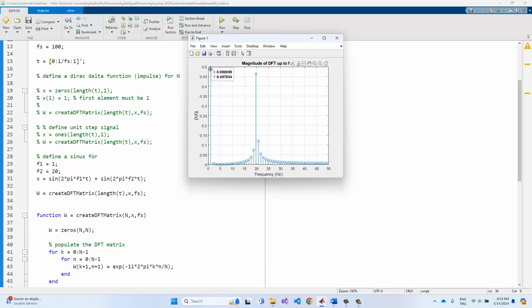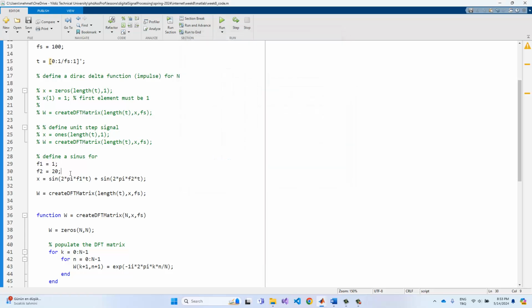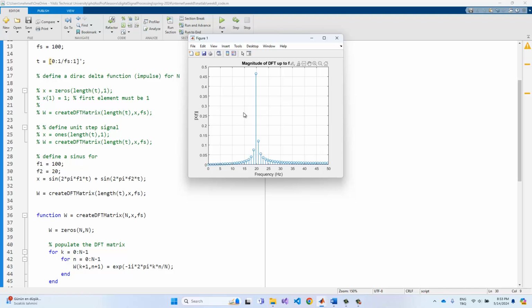Okay, this is how we can build our own DFT matrices based on this information. But what about if 100 is taken in here, just like this one? And so if I rerun this code, then we will see that we have only the 20 Hertz signal, which is higher in here, but not the 100 one.